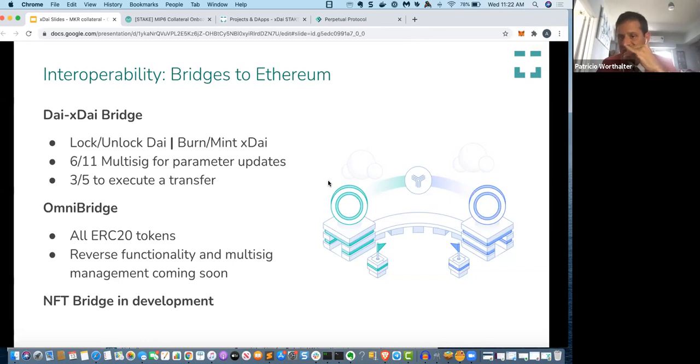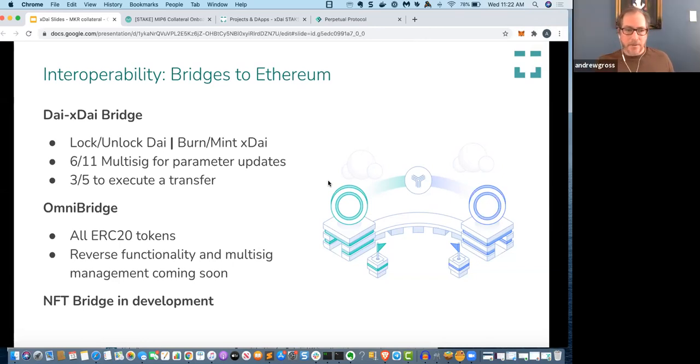So now all our ERC20 tokens can be moved from Ethereum to xDAI. And this is a permissionless system. You can just put in a token and bridge it over and then start using it on xDAI. Right now, we're finalizing a reverse mechanism so that tokens that are minted on the xDAI chain can actually be moved back to Ethereum. We're also working to decentralize that bridge as well with the same kind of multi-sig.